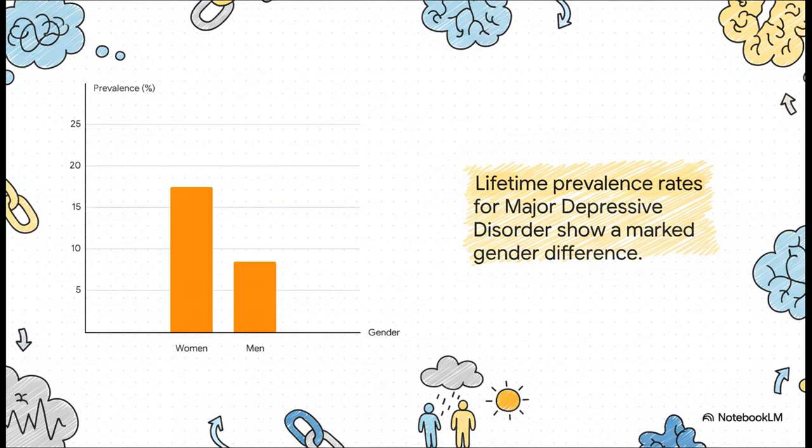And you can see this complex interplay of factors when you look at population-level data. For instance, studies consistently find that the lifetime prevalence rates for major depressive disorder are significantly higher in women than in men. The reasons for this are still being debated, and they're probably a mix of biological, hormonal, and social factors. But it's a stark reminder that vulnerability is not one size fits all.